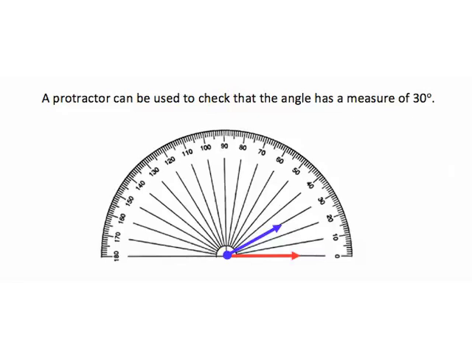A protractor is used to measure angles. Here the protractor can be used to check that the angle has a measure of 30 degrees. Let's notice a couple things about the protractor. We've taken this bottom ray and placed the base of the protractor in line with that ray. We place the vertex of the angle at the center of the protractor. Now we're simply going to count, starting at the red ray up to the blue ray, to see the measure of this angle. We have 10 degrees at this point, 20 degrees at this point, and then 30 degrees at this point. So this angle has a measure of 30 degrees.